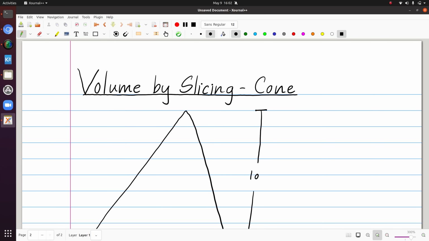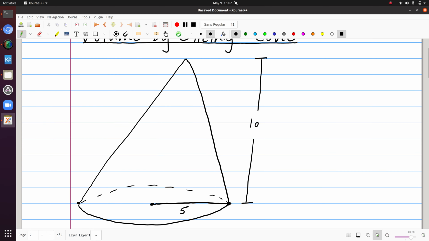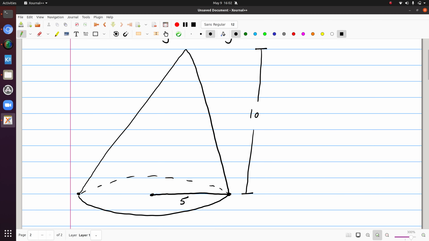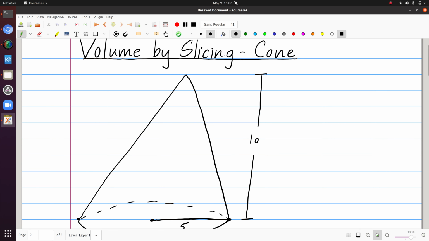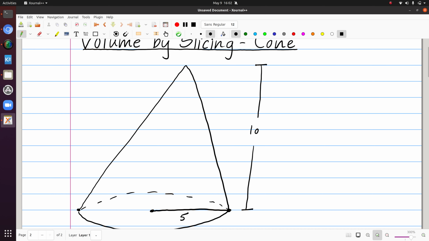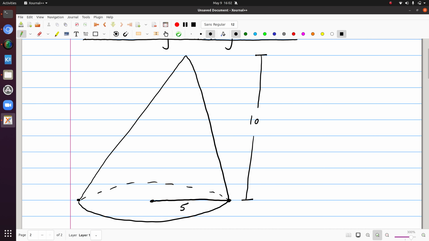And now we'll look at volume by slicing for a cone. So this is a little bit poorly drawn, but imagine this is what we call a right circular cone. So that point should be exactly in the middle there. And I'm going to assume that I have height 10 and base radius 5. And the same instructions here. Let's use slicing to find the volume of this cone.